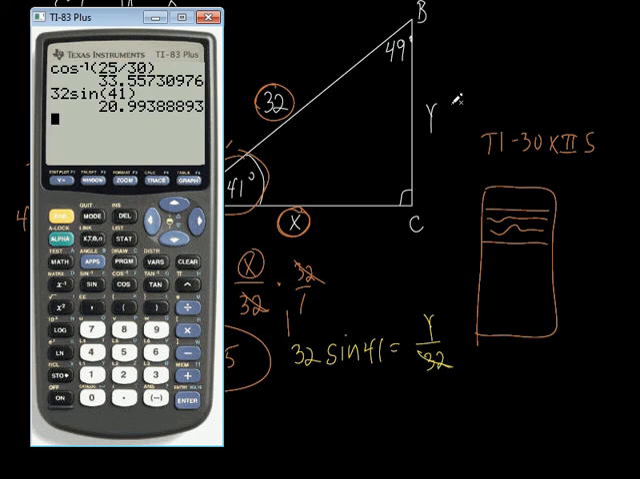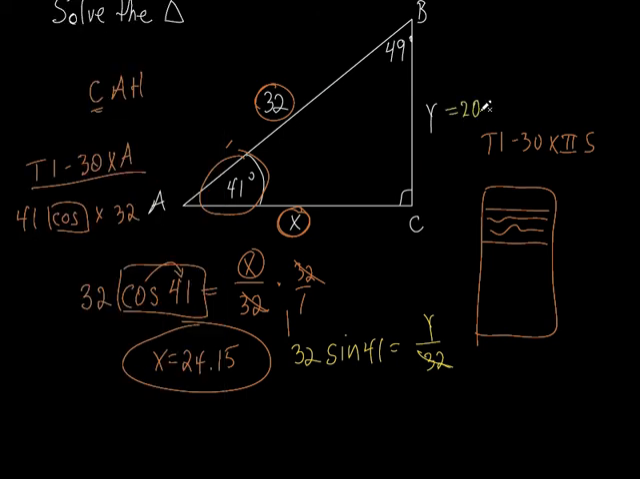I said two places, didn't I? So 20.99. Make sense? Yeah. What was this one? What was x? 24.15. Let's just make sure that makes sense. 32 is the biggest side, isn't it? Well, it's opposite the right angle, so that's cool.